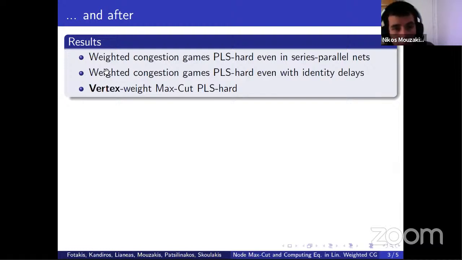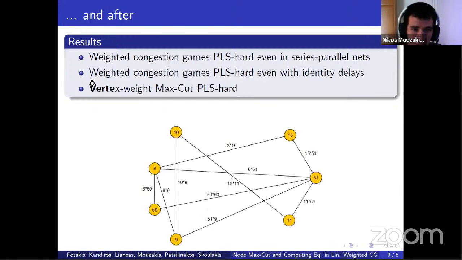To prove these results, we also have this cute little problem, which we call node max cut, which is the following problem. We are given a vertex-weighted graph, and to each edge we assign the product of the two weights at its endpoints, which is then a max cut instance. Equivalently, one can see it as a game where each player sees their neighbors. For example, vertex number 10 here sees two neighbors with weights 11 and 9 and is in equilibrium in this case.